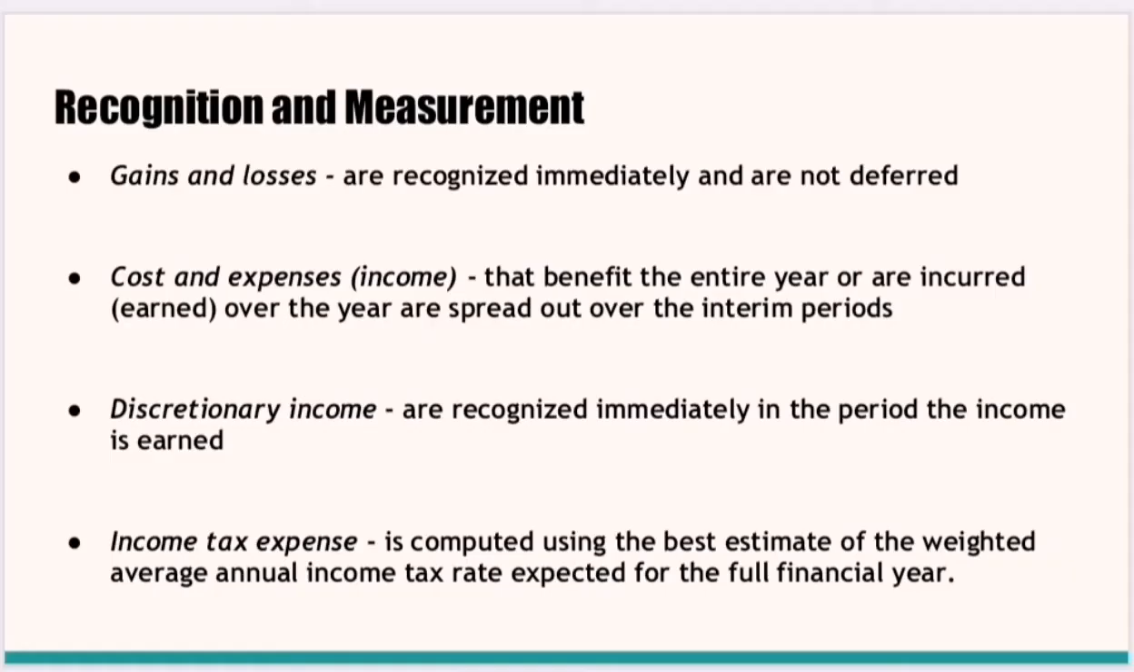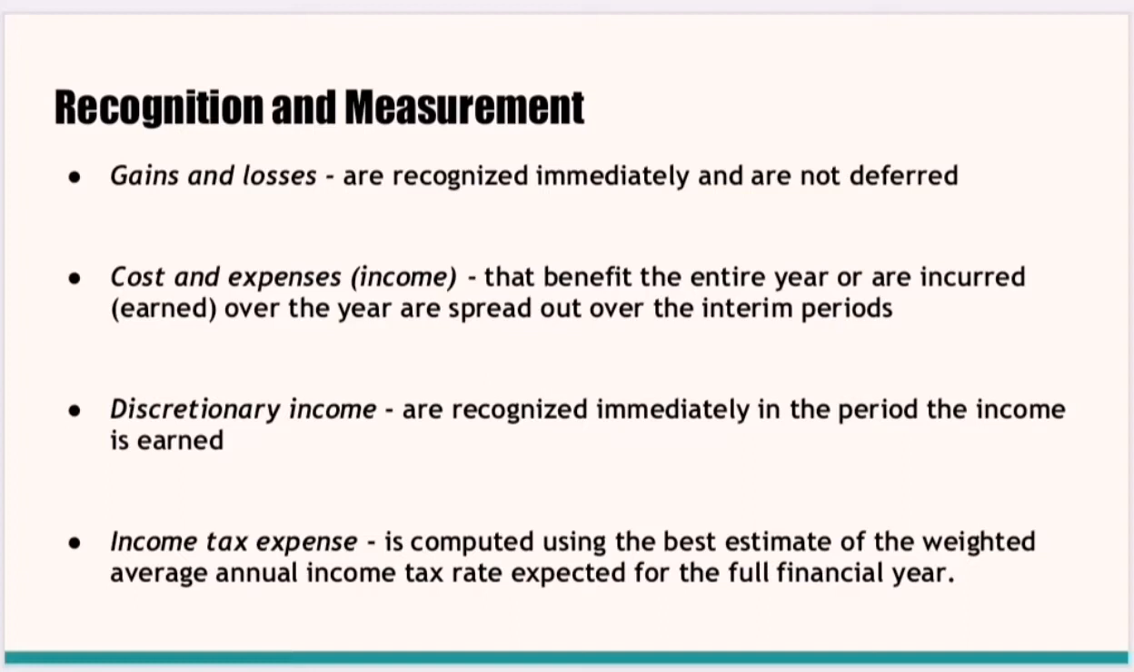So for the recognition and measurement of gains and losses, if there are any that arise in interim periods, such as inventory write-down and reversals, asset impairment, discontinued operations, and fair value changes in assets measured at fair value, instead of being deferred, they are recognized immediately because they are part of the statement of comprehensive income under profit or loss.